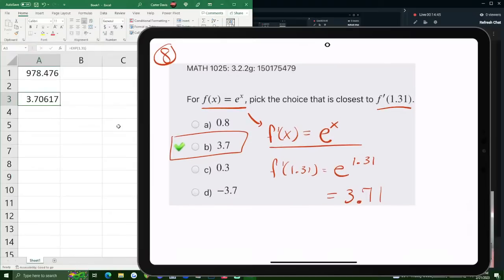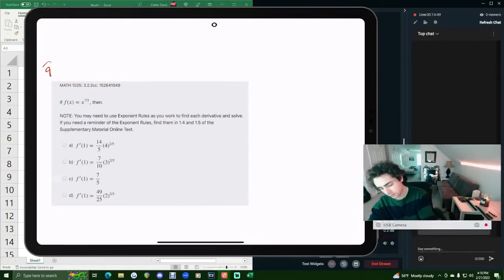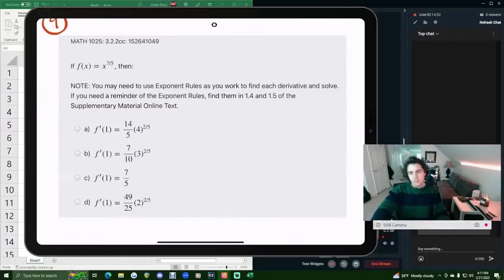All right, hope that makes sense. Let's keep going through these. That was number 8. This is number 9. Get a good look at this.